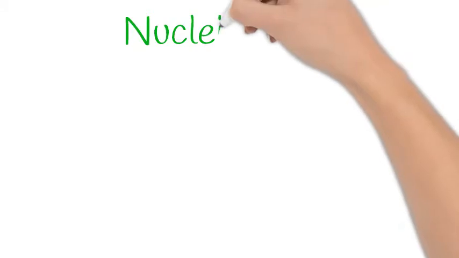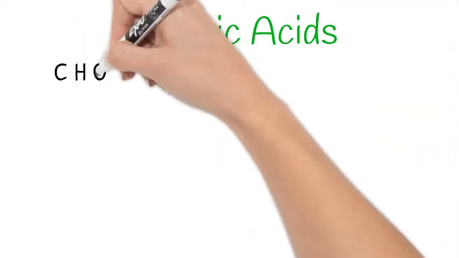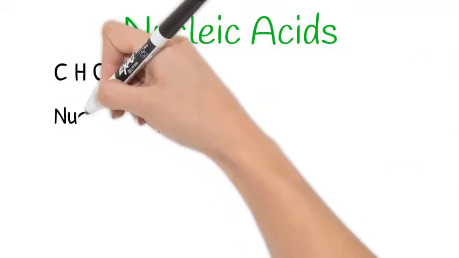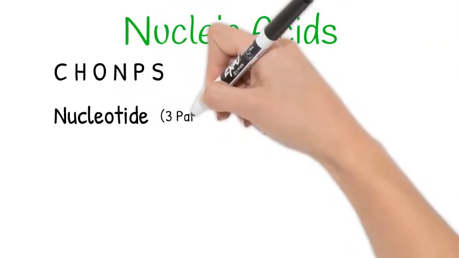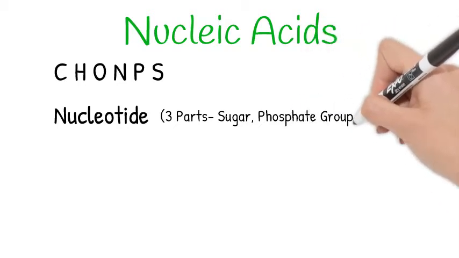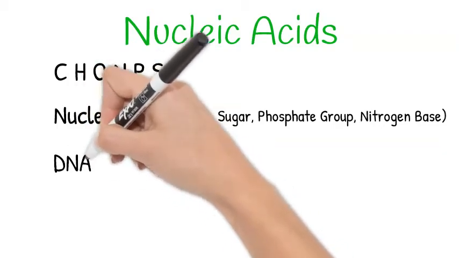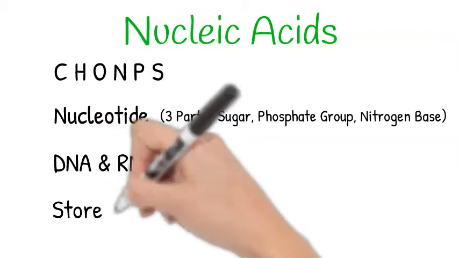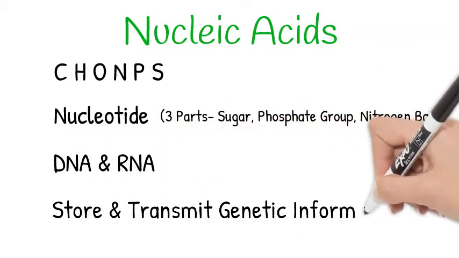The third macromolecule are the nucleic acids. The nucleic acids are going to be composed of carbon, hydrogen, oxygen, nitrogen, phosphorus, and sulfur. The monomer is a nucleotide, which is made up of three parts: a sugar, a phosphate group, as well as a nitrogen base. Our polymers will be DNA and RNA, and the function of those will be to store and transmit genetic information.